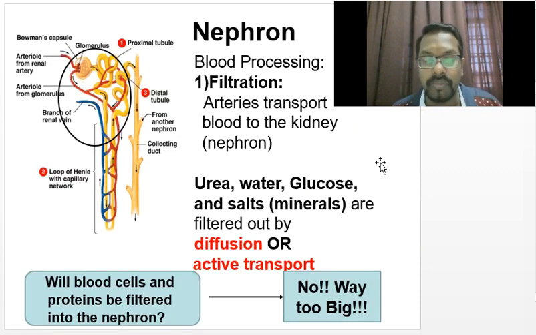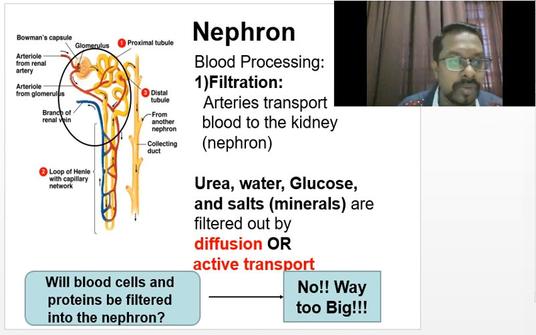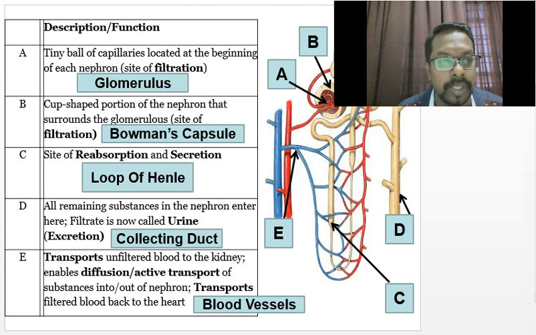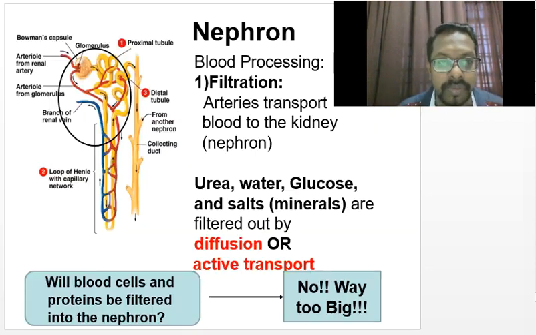Okay, so we go here one by one. Filtration, nephron. Okay, so here one, filtration. What happens here? Arteries transport blood to the kidney through the nephron. In the nephron, urea, water, glucose and salts in the form of minerals are filtered out by diffusion or active transport. This is actually going back to here. I'm explaining in detail. Okay, here filtration has two parts, right? So I'm explaining here. Okay, clear?